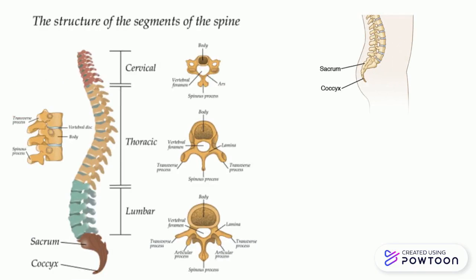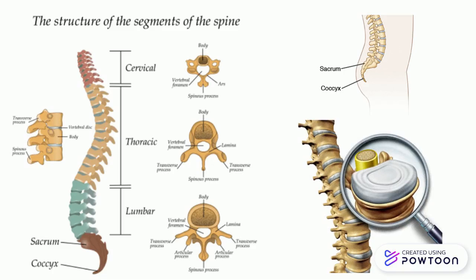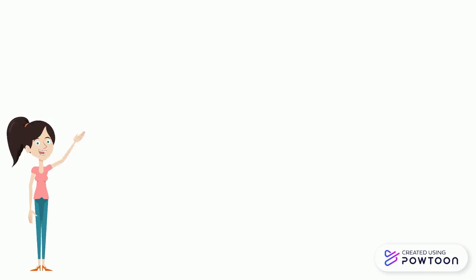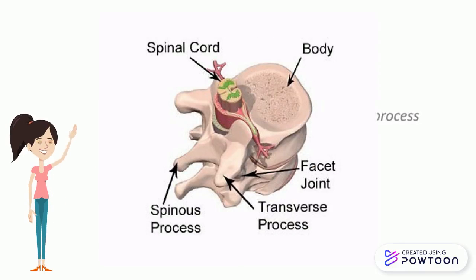Between the vertebrae are intervertebral discs, which permit various movements of the vertebral column and absorb vertical shock. These intervertebral discs are made of cartilage. A typical vertebra has a centrum, an opening called the vertebral foramen, and processes. The spinal cord goes through the vertebral foramen.